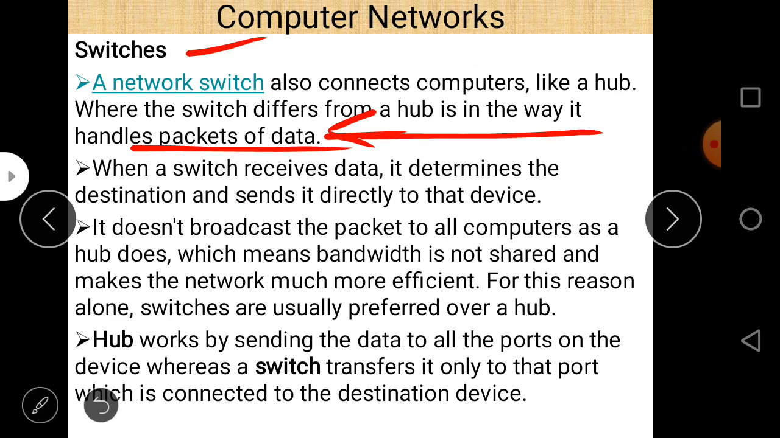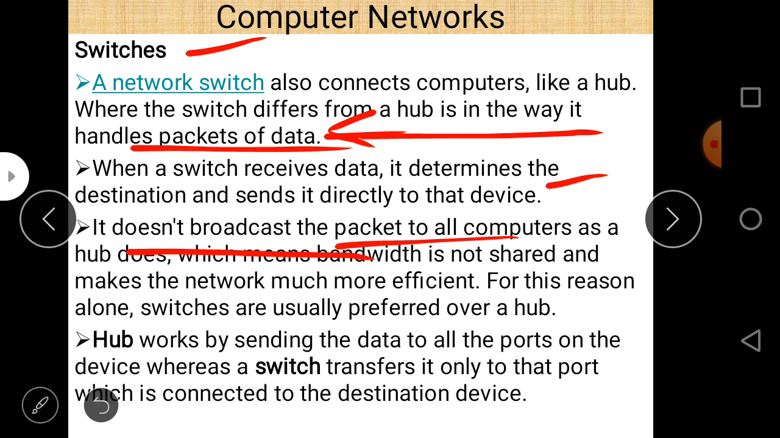It does not broadcast the data or packets to all computers as a hub does, and this is a very important point, which means bandwidth is not shared and makes the network much more efficient. For this reason alone, switches are usually preferred over a hub. A hub works by sending the data to all the ports on the devices, whereas a switch transfers it only to the port which is connected to the destination device.